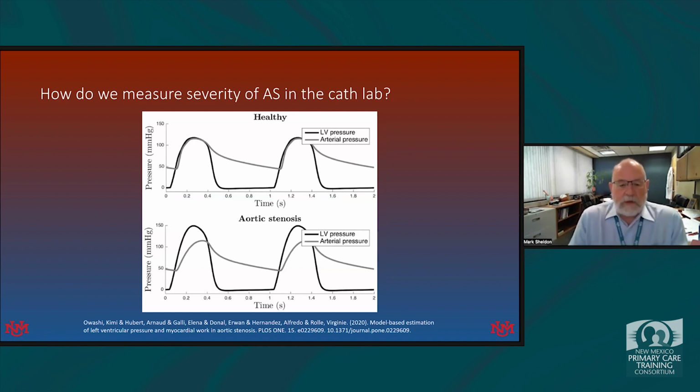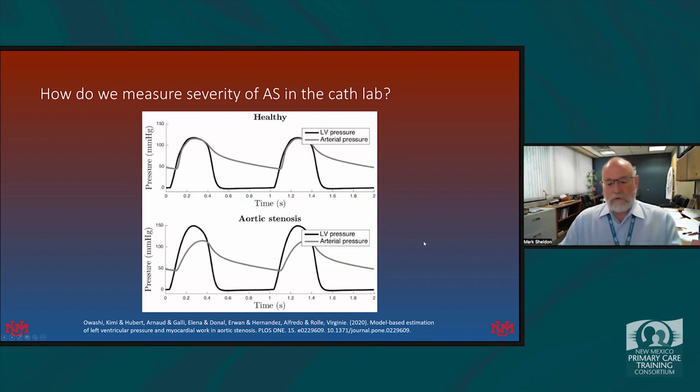So in the cath lab, we do it slightly differently. We're trying to get at the same thing. The top panel is of a normal, healthy heart with normal aortic valve. The black line here is the pressure tracing in the left ventricle. The gray line here is the aortic tracing. We have a pressure sensor in the LV and a pressure sensor in the aorta just above the valve, and we can compare those two directly. The bottom panel here is depicting aortic stenosis. The LV pressure is significantly higher than the aortic pressure. And the area between these two curves is now representing our gradient.